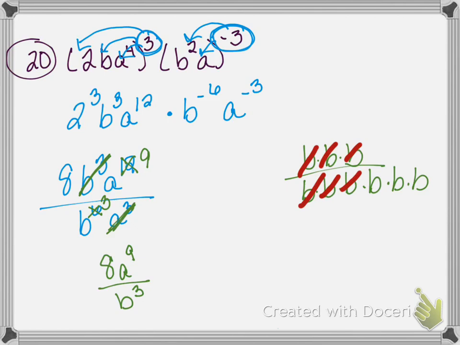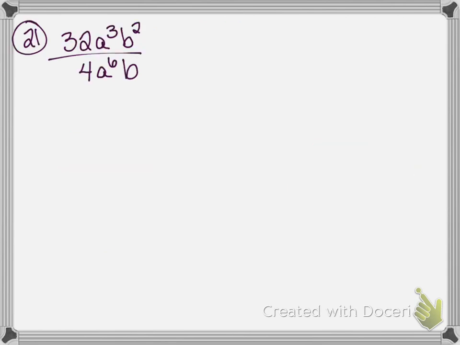Okay. We're still simplifying on the next one. I have 32, a to the 3rd, b to the 2nd, over 4, a to the 6th, b. I'm going to deal with my 32 and 4. 4 goes into both of those. 4 goes into 32 8 times. And 4 goes into 4 1 time. Okay? Then I've got a to the 3rd and a to the 6th.